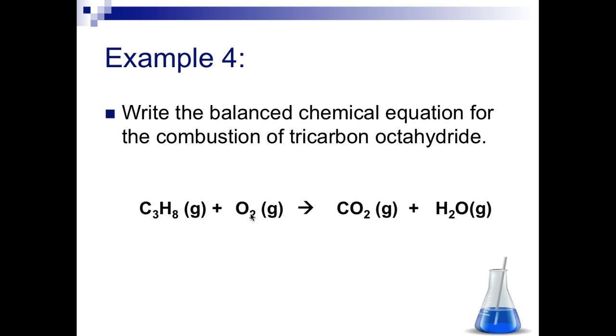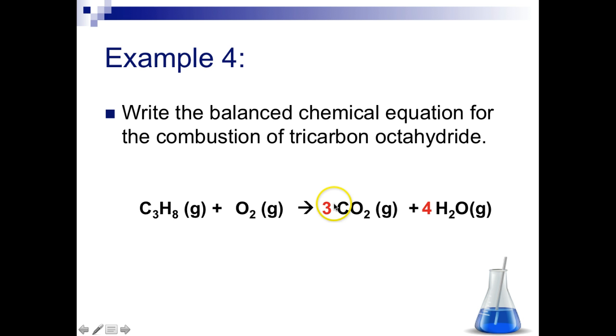Now we have to balance this. So how would we balance this equation? The first thing we want to do is balance for our carbons. We have 3 carbons on the left. We need to have 3 carbons on the right. We have 8 hydrogens on the left, and we need 8 hydrogens on the right. So we have 8 hydrogens on the right now.